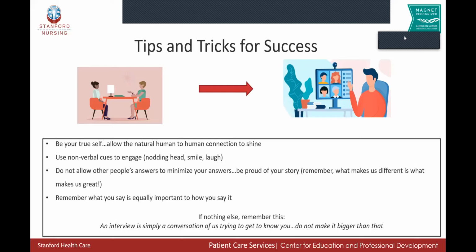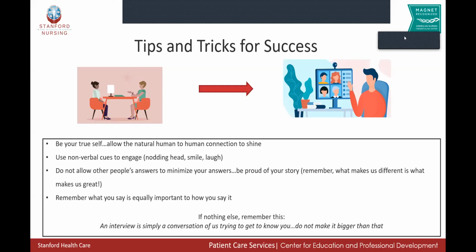Remember, what you say is equally important as how you say it. So even though you may see your story as not as complex, a little more simple, it's how you're going to say it. How are you going to present that? How did you communicate the story and really take pride and ownership of what you did? That's what's going to set you apart. So don't let anybody's answers make yours feel like they're less. It's your story. You chose it. You thought about it. You're really proud of it. So continue that process and really let that shine through.